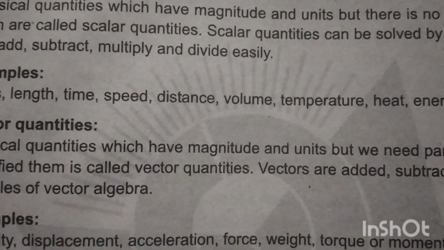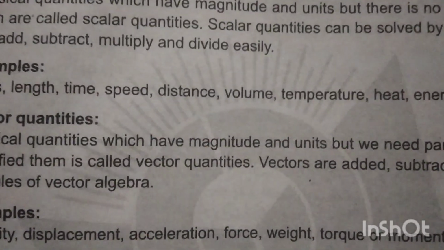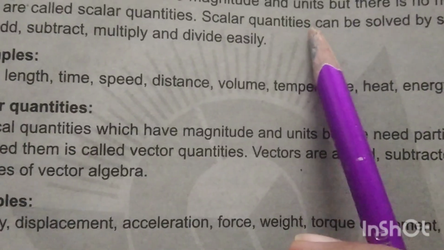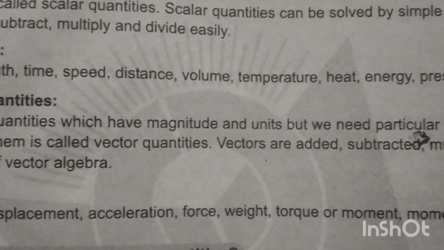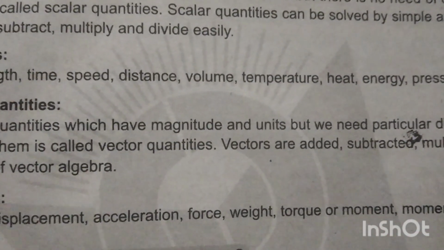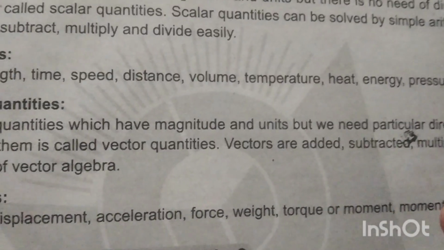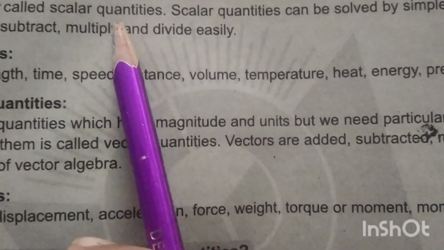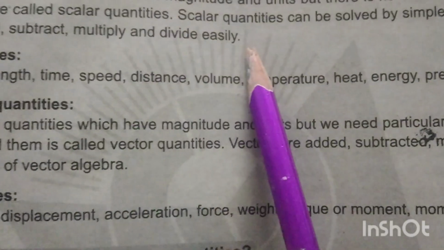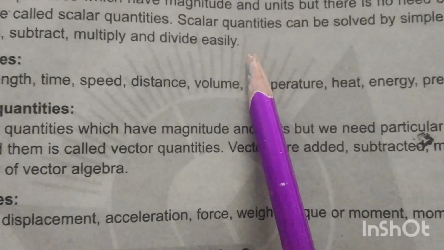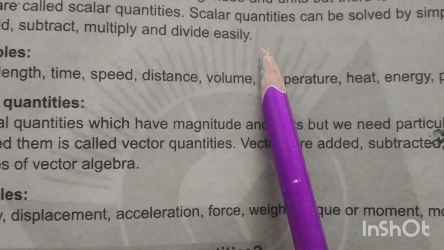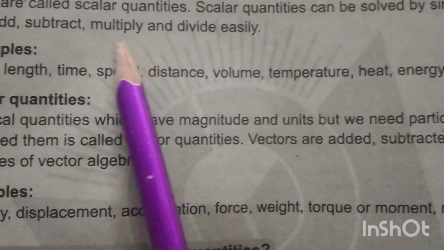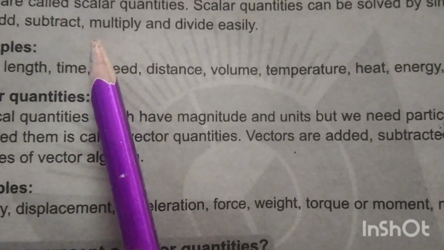What are scalar and vector quantities? Physical quantities which have magnitude, but there is no need of direction. Only magnitude and there is no direction. Such kinds of quantities we say are scalar quantities. Scalar quantities are the simpler ones, which can be easily solved by subtraction, multiplication, division, or addition.